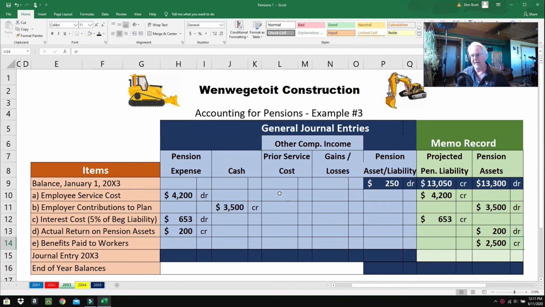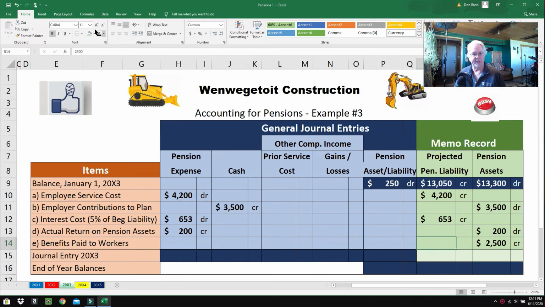$2,500 was paid out to workers, former workers. So if we have a credit under pension assets, where does the debit go? Well, the debit's going to go under projected liability. And it'll be a debit. There you go. So we balance horizontally.